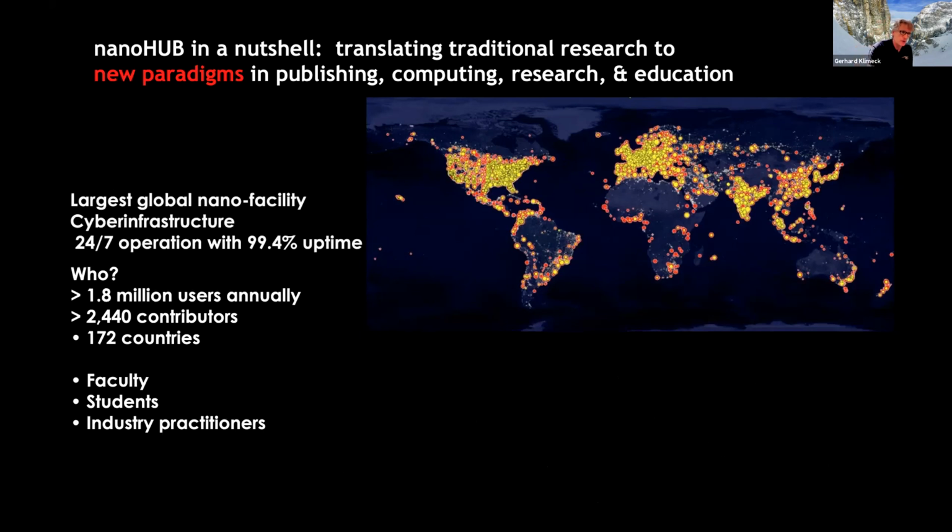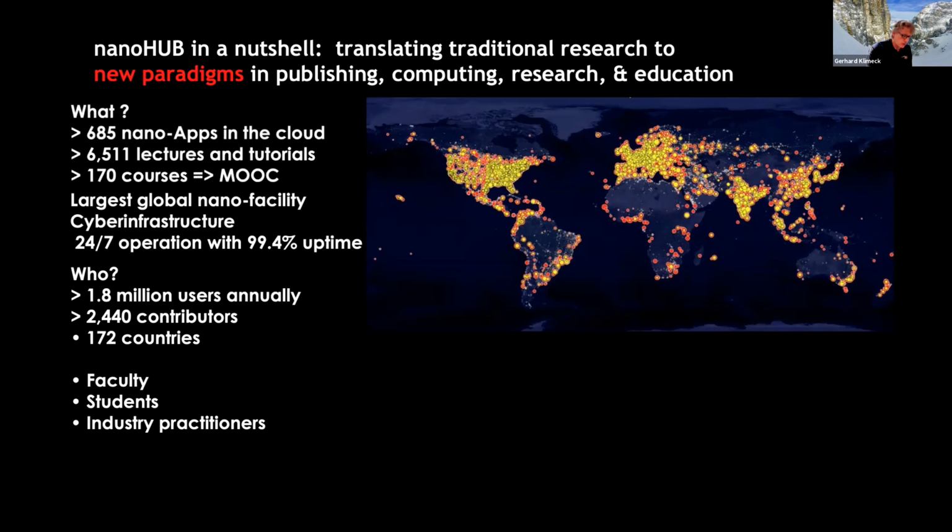It's a cyber infrastructure that runs 24/7 and has very little downtime. The core service we offer are apps, nano apps that provide simulation capabilities. And we have about 25,000 users annually. Overall, it's 300,000 users that use the simulation facilities. But we have a factor of 200 more people using tutorials and lectures and courses.